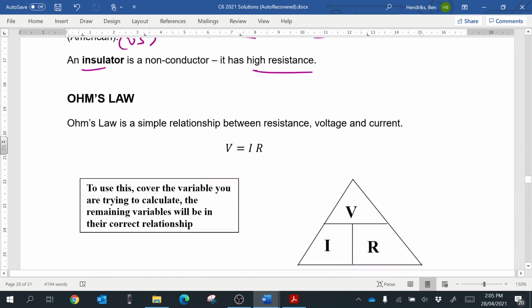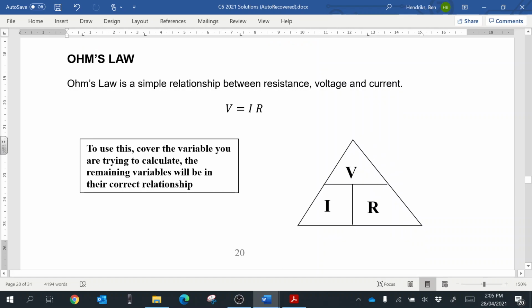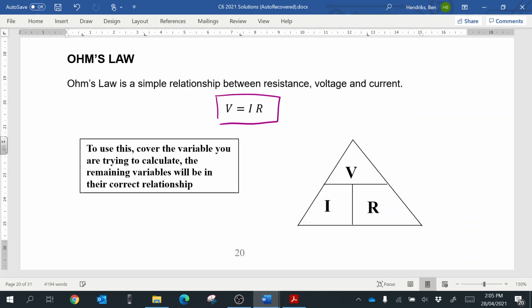Now we have this very useful law called Ohm's law, and it's V equals I times R. So the voltage is equal to the amps times the resistance. I've got this triangle here which helps some people, if you're not very confident with your rearranging of maths. You cover up the one that you want to find. So if you want to know what the voltage is and you know the current and the resistance, you cover up the V, and V is equal to I times R.